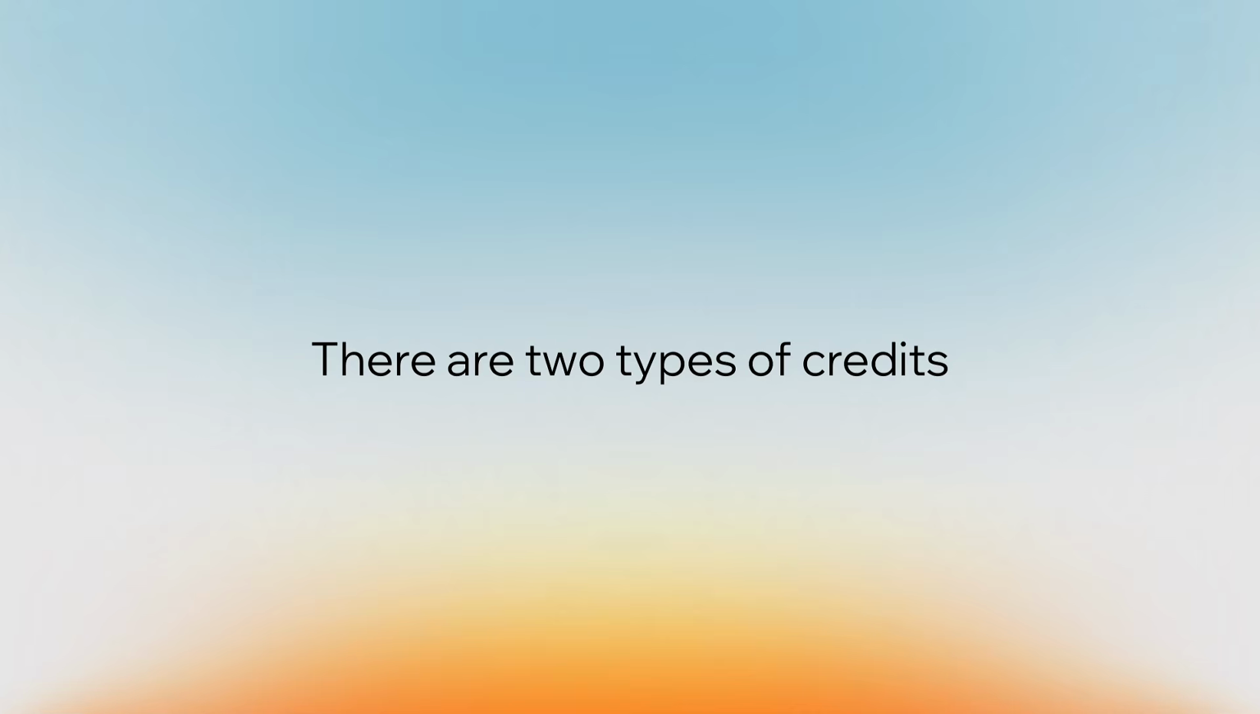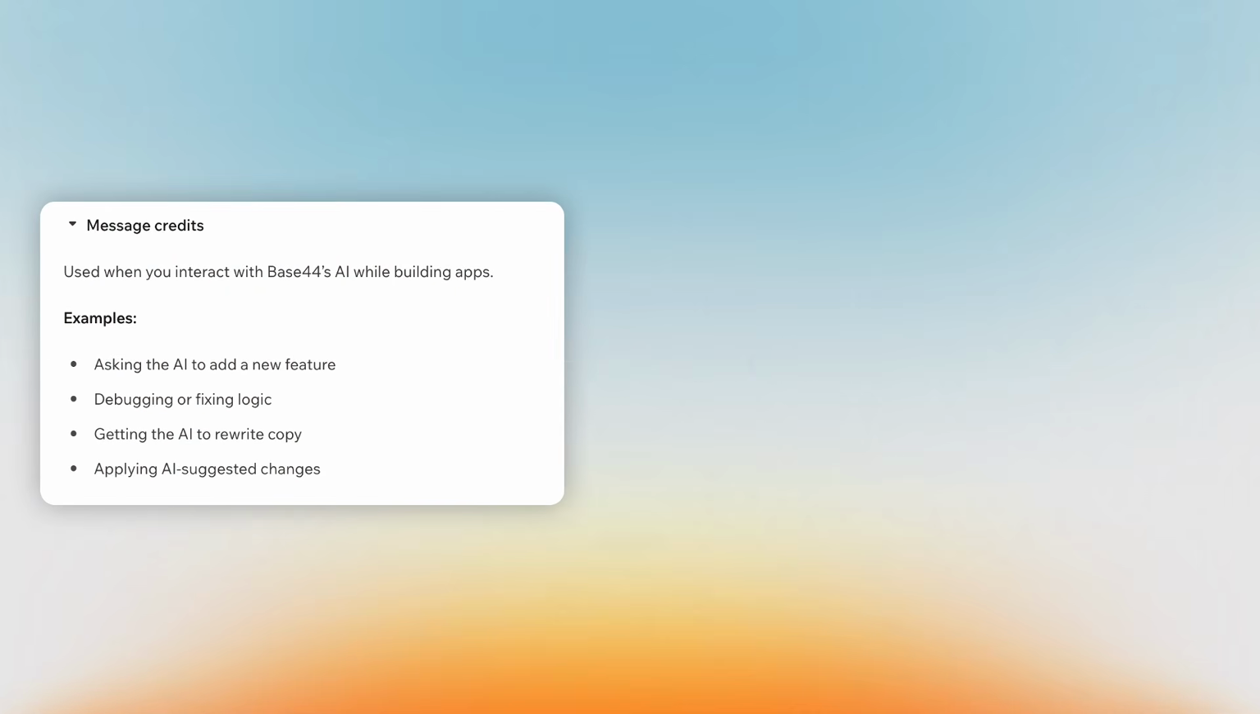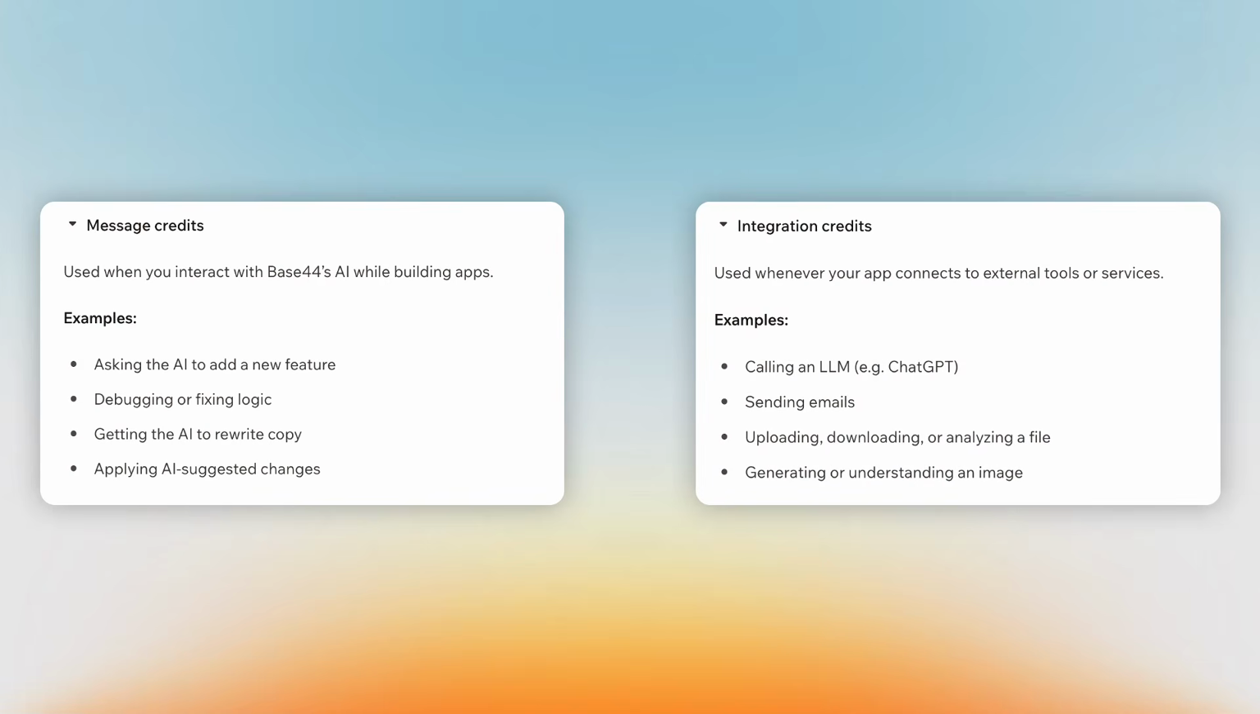Here's the breakdown, and it's super important. On one side, you've got message credits. These are your developer credits, right? You spend these in the editor when you're chatting with the AI to build features or squash bugs. Then on the other side, you've got integration credits. These get used when your live app does something, like using a built-in integration to send an email or maybe generate an image for a user. So just remember, one's for building, the other's for running. Simple as that.